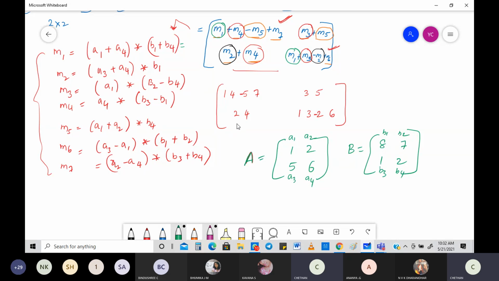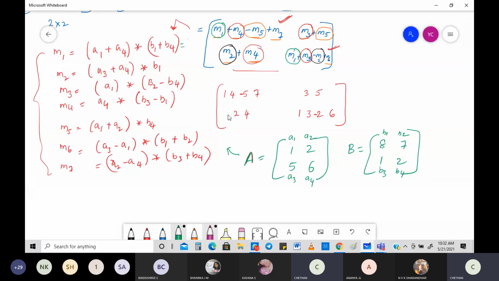If I start writing this, what values am I supposed to get? You figure out the values. The first one is (A1 plus A4), so 1 plus 6, into (B1 plus B4), B1 being 8 plus B4 being 2. When you put all those values, you get M1, M2, M3, M4, M5, M6, M7.